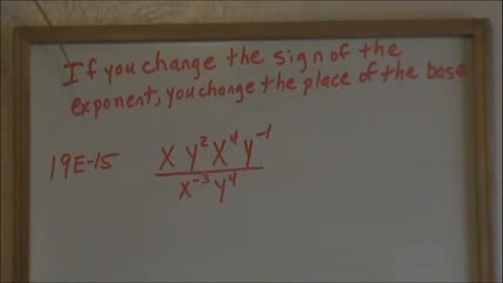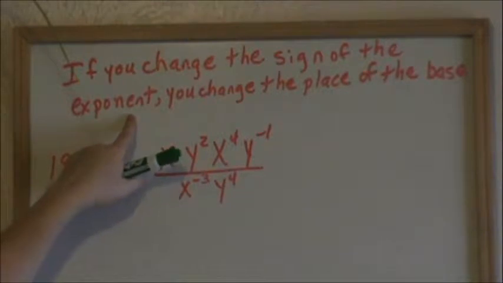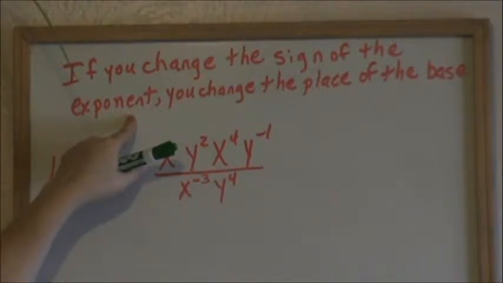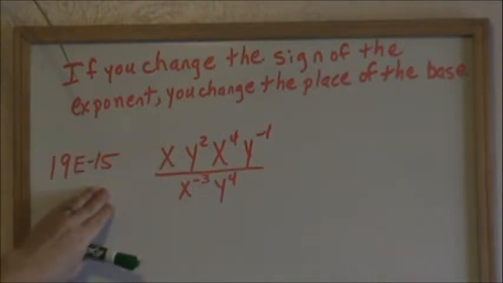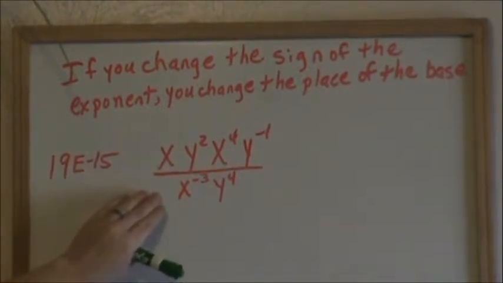We're going to be working problems with positive and negative exponents. As a reminder, when you change the sign of the exponent, you have to change the place of the base. Or if you change the place of the base, you have to change the sign of the exponent. Okay? So this is 19E, number 15.